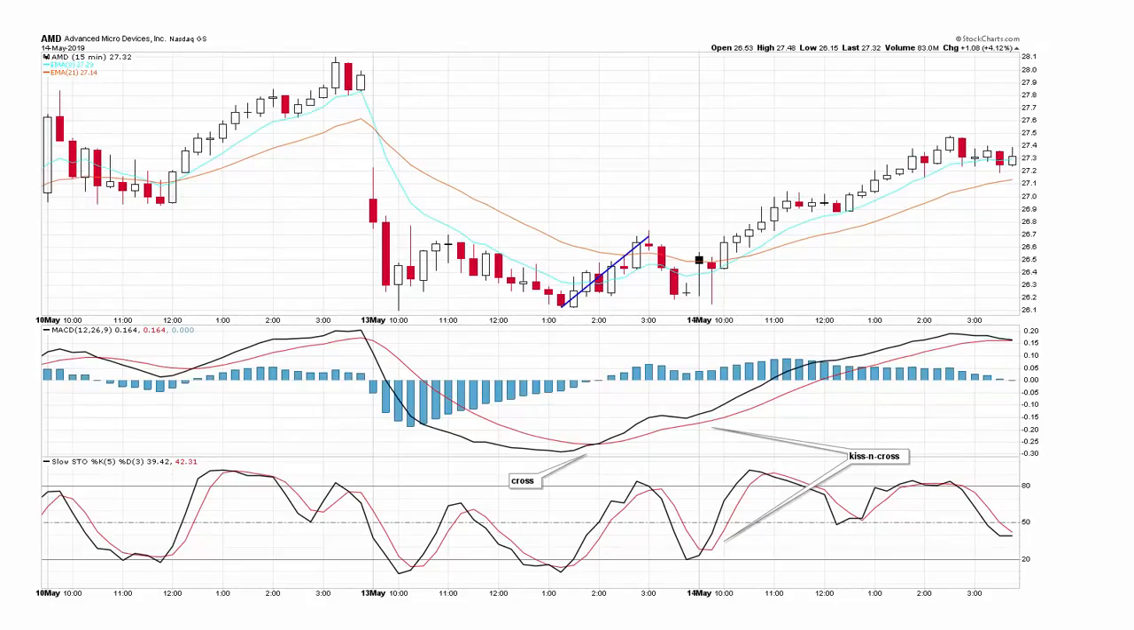This is the 15-minute chart. So the gap down is this day here, May 13th. So what happened here is you get a gap down, stock comes down, comes up, comes back down, and then when it goes back up, you get the MACD cross here. Okay, this leads to one of my favorite setups.